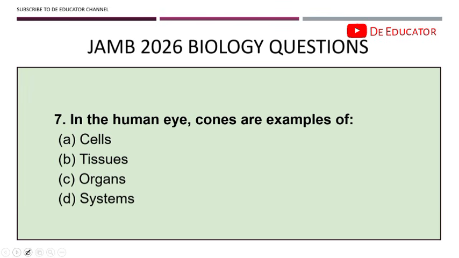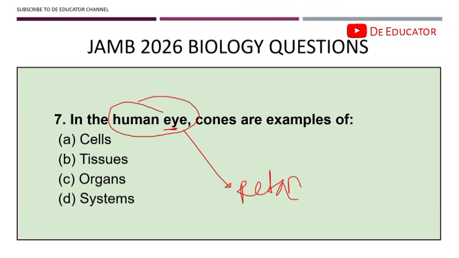Okay, question 7. In the human eyes, cones are examples of what? Now, you take note that in sense organs we have the sense of sight, and the organ for the sense of sight is the eye, right? In the eye we have a part of the eye known as the retina. Now, in this retina, there are cells. Two common cells in the retina are cones and rods, right? They are cells in the retina, which is in the eyes.